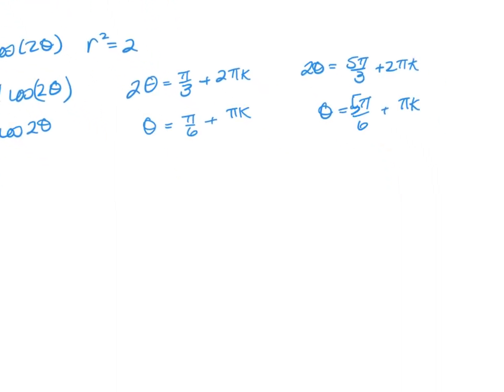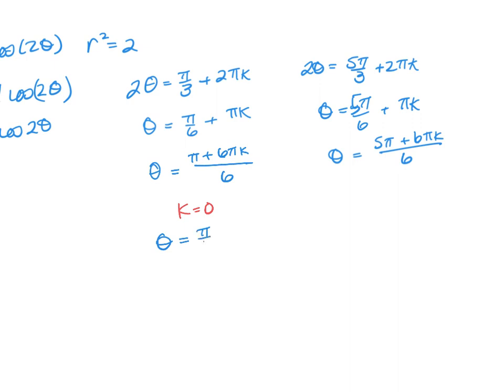And as you know, I like to have the same common denominator, so I can do easy iterations through k. So I have pi plus 6 pi k over 6. And then theta is going to be 5 pi plus 6 pi k over 6. So now I can go through the iterations. When k equals 0, theta is equal to pi over 6. When k is equal to 1, we have 7 pi over 6. When k is equal to 2, we are outside of the interval, so don't worry about that one.